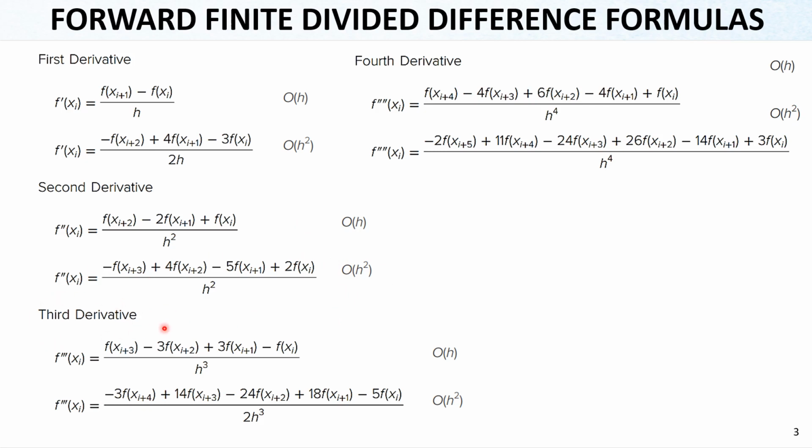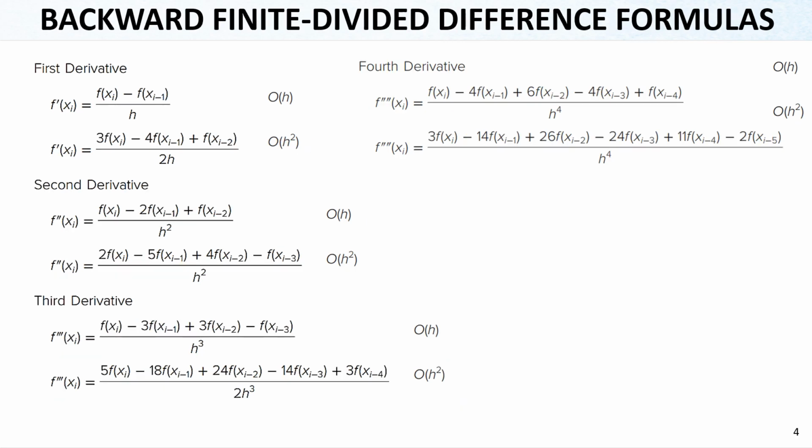For the third derivative, similarly, we will have a higher accuracy formulation over here. So you can see that we will have additional data, one more data point compared to the simple one, but it will increase the accuracy very well. And the fourth derivative is here. For the forward finite divided difference formulas, we can use these improved versions to get better derivative approximations. Let's move on to the next slide to see the backward finite divided difference.